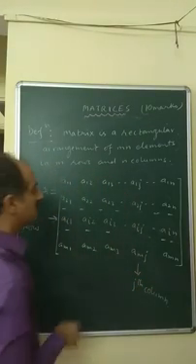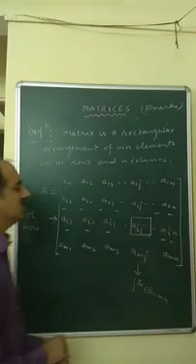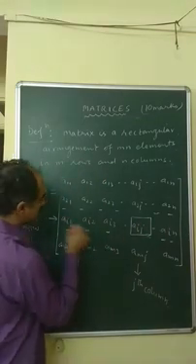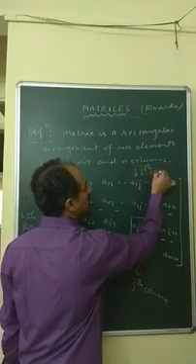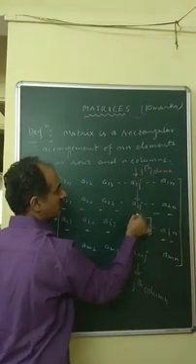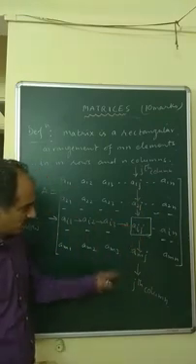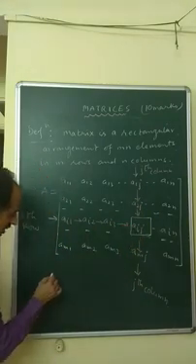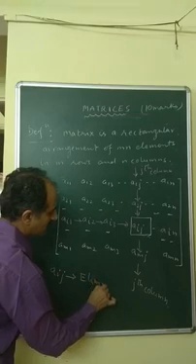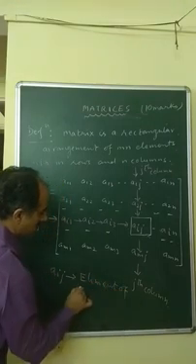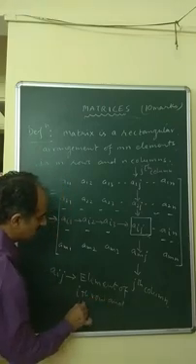Now you can see this element aij. This element is the intersection of the ith row and jth column. So aij is the element of the ith row and jth column.